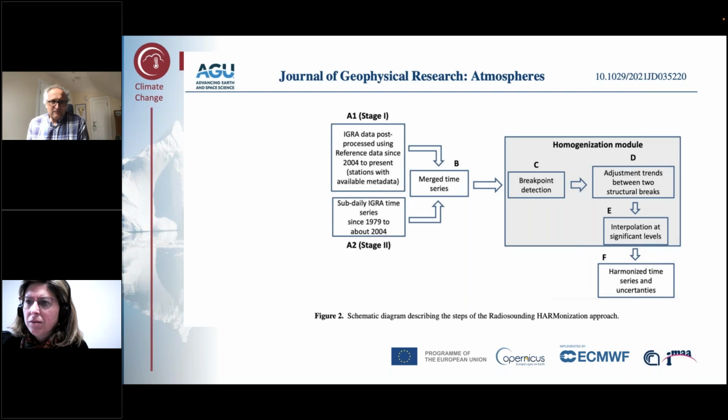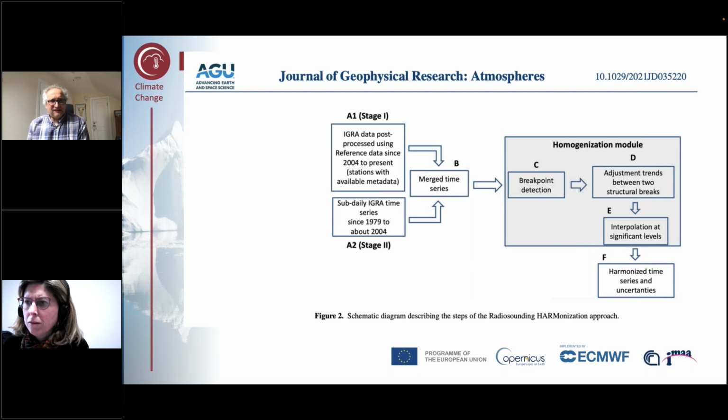And it includes a couple of things. Where we know the sites use data that is processed in GRUAN, we can ape certain aspects of that processing. So for the post-2004 period, we can ape certain aspects of the processing to look like GRUAN. And then we can also look at the data earlier to that using statistical techniques. So we merge those time series, we perform a breakpoint detection and adjustment, and an interpolation to significant levels. So this is an effort to create homogenized series at the launch level and for both standard reporting levels.